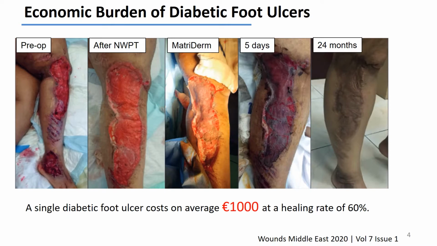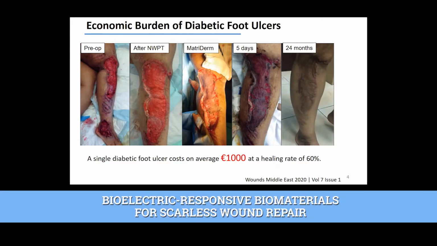Several commercial products are available for treatment of diabetic foot ulcers. One of them is Matrederm. Matrederm is a dermal substitute consisting of collagen and elastin. These images show a diabetic foot ulcer which did not heal for more than 3 years. The patient received treatment with Matrederm, and after 5 days, we note the formation of granulation tissue. After 24 months, the wound closed completely.